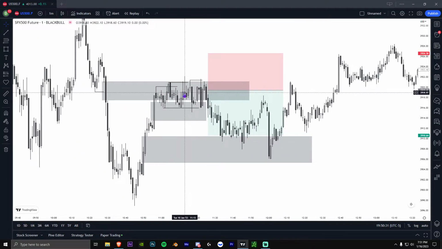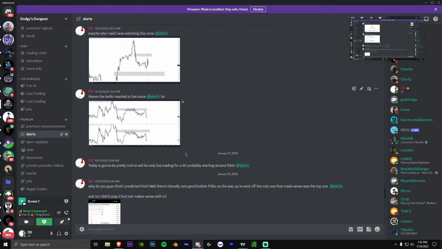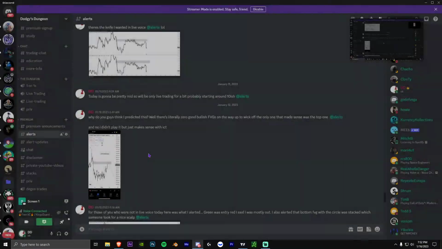But you can see why I got in short. We had this fair value gap down here. This was our confirmation entry to go long, and we had the market structure shift, and we had the fair value gap up here. So that was why I shorted in live entry.